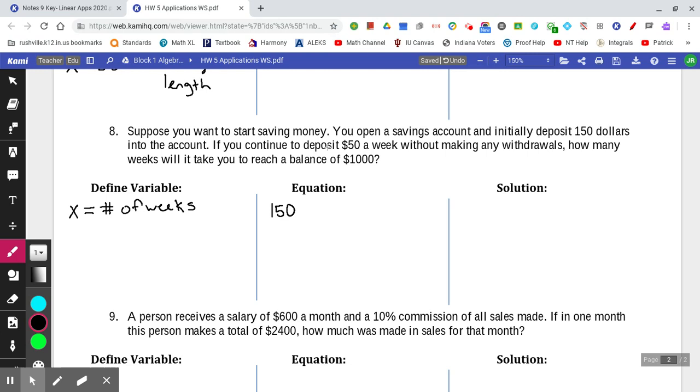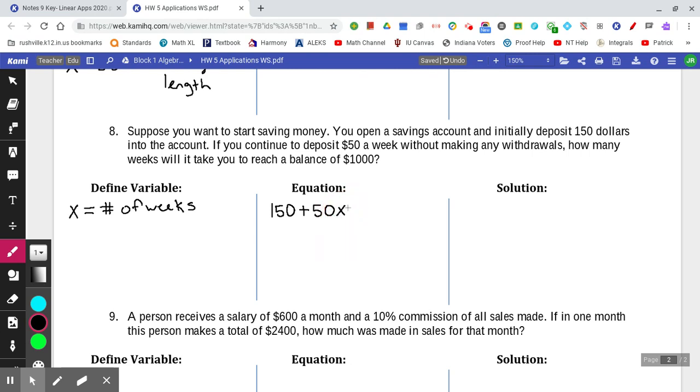If you continue to deposit $50 a week, okay, so I don't know how familiar you are with bank accounts, but if you deposit money, you are adding money, versus if you are taking out money, that means you are going to be subtracting money. But we are putting money into the savings account. We're depositing, which means that we are adding $50 a week. So $50 for the first week, $100 for the second week, and we need to represent any amount of weeks, and so we have x that represents that variable.